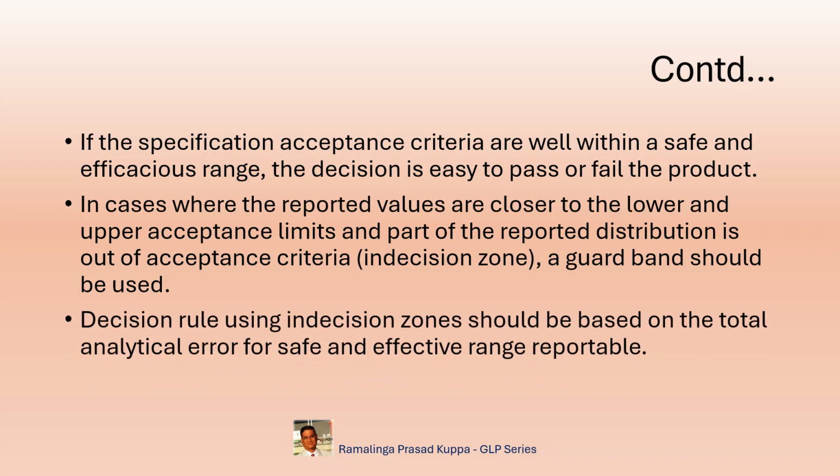Decision rule using indecision zones should be based on the total analytical error for safe and effective range reportable. When the reportable value is within the indecision zone, a predetermined supplementary sampling and testing plan and decision rule may be used to determine conformance.